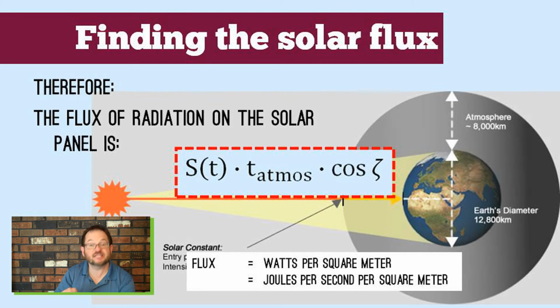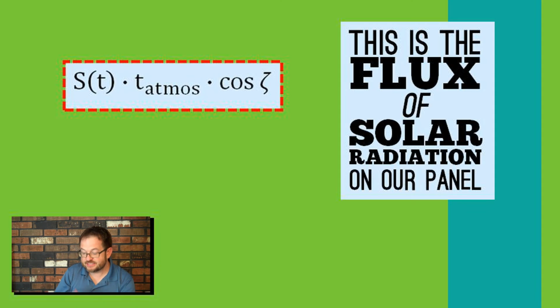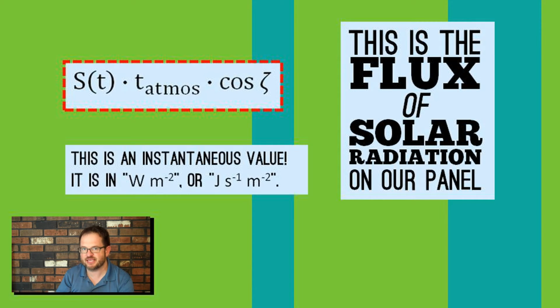Now, each of those terms has all kinds of horrible things in it, but fundamentally that equation there in that little red box, that kind of is the model. That is basically what you're trying to code up. You just got to make all those terms work. This is the flux of solar radiation on our panel. Alright, so this is what we're trying to compute, but it is instantaneous. That is the flux on our panel right this second.